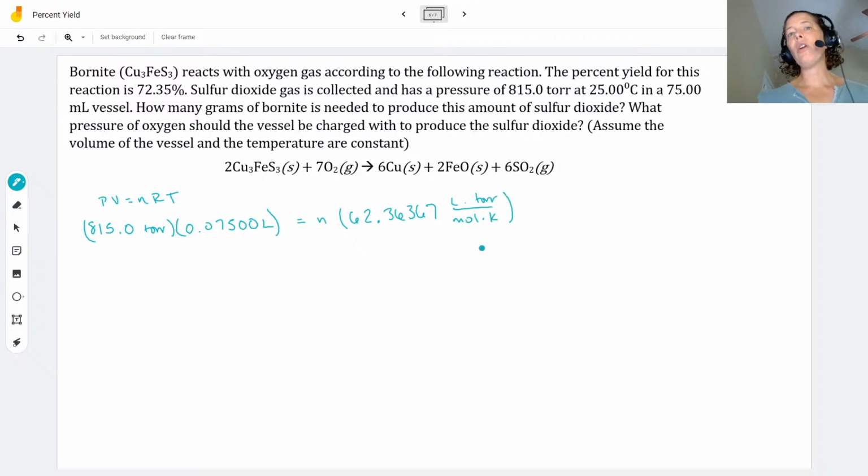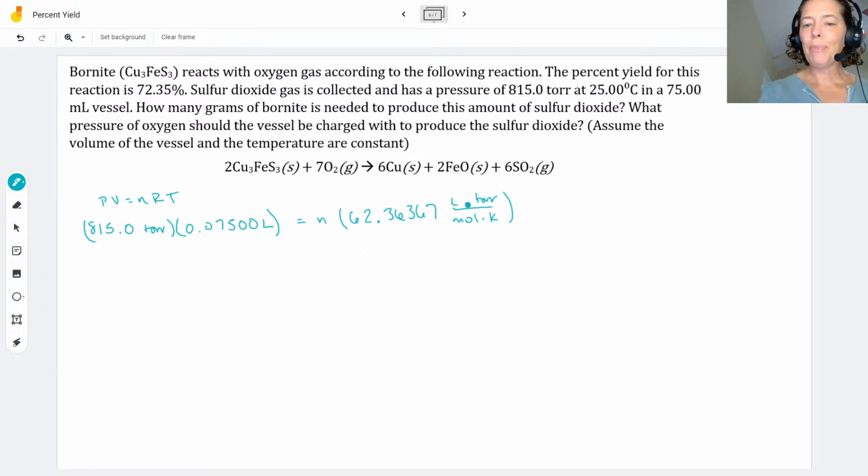Now, you could also have taken this torr and converted it to atmospheres. If you're used to using that R, that's totally fine. I like to change my R to fit what units I have. But you can always fit the units you have to the R that you prefer to use.